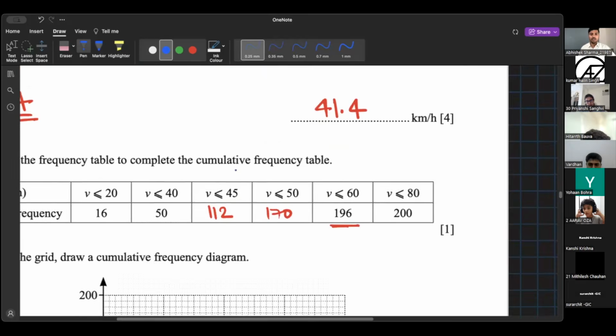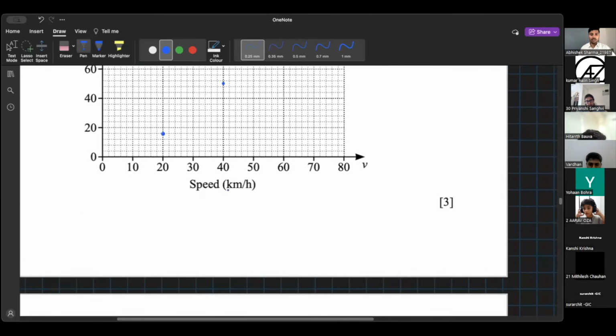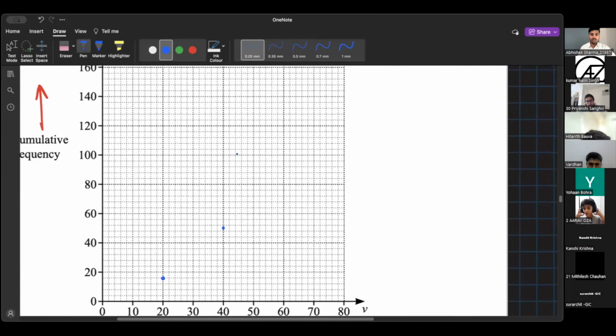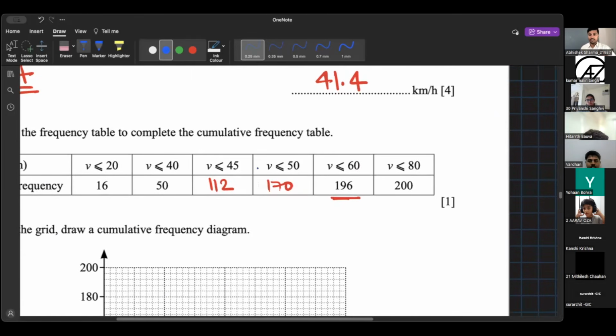Next one. At 45, it is 112. At 45, exactly at the center, it is 112. This is 100 and this is 100. This center will be 110, but we want 112, so somewhere here, right? Yes. This is a little approximate, that is fine if we are not getting the exact coordinate.